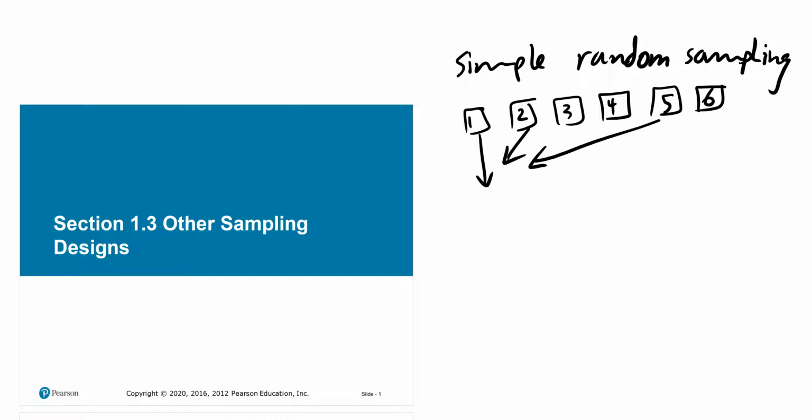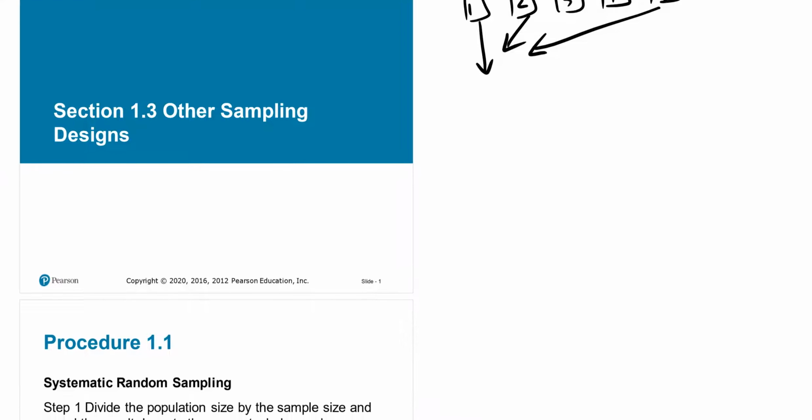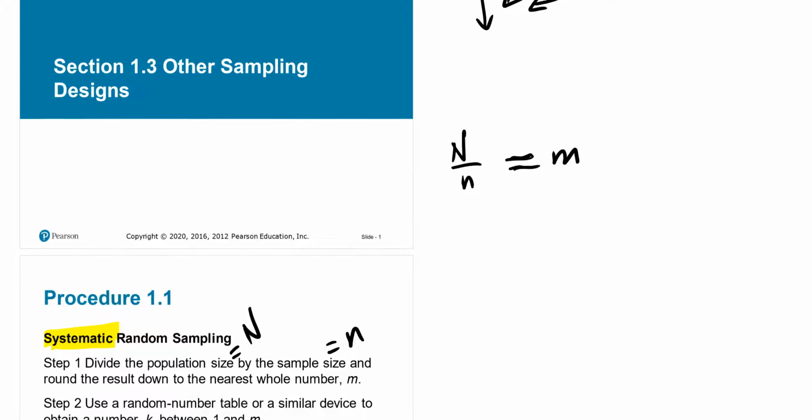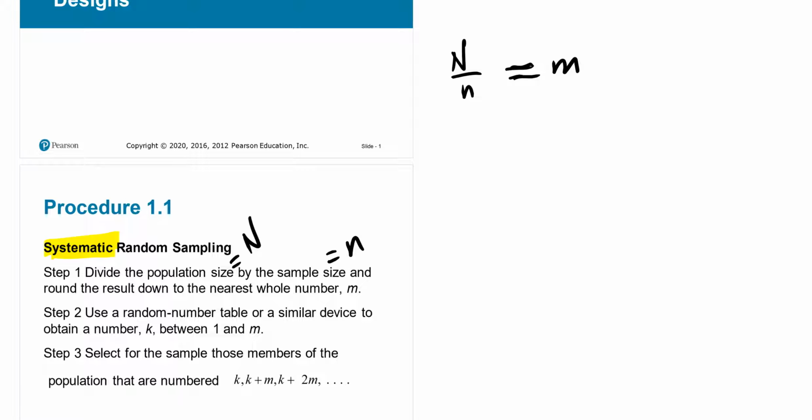Another way of sampling is called systematic sampling. Systematic random sampling has a procedure. The procedure is that you take the population size, usually capital N, and divide it by the sample size, lowercase n. So you take capital N over n and round the result down to the nearest whole number, say M. Then you choose a number you want to start with, and from there you start adding M. You go up by M's.